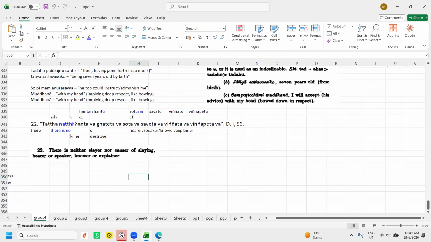So that means in this case, there is no killer. There is no killer there. Then followed by the second line. The second line will be this or this one. Same. So that means this one should end with, you see, the long A there.